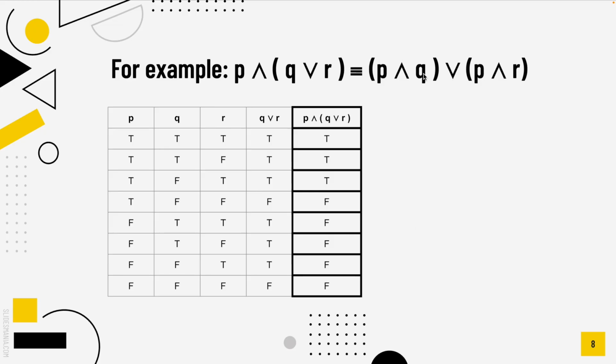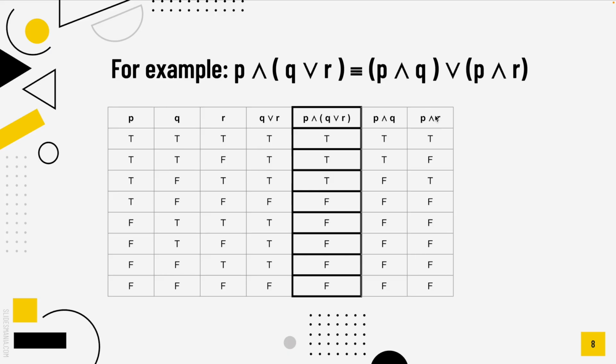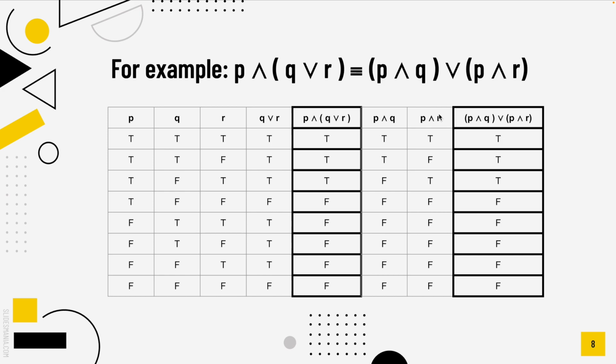Now if I do it the other way and do P and Q, P and R, and then find the or, they're the same. I get the same answer. So if this is my statement, I can either do it as is, or I can distribute the P and through, and I'd get the same answer in a truth table.